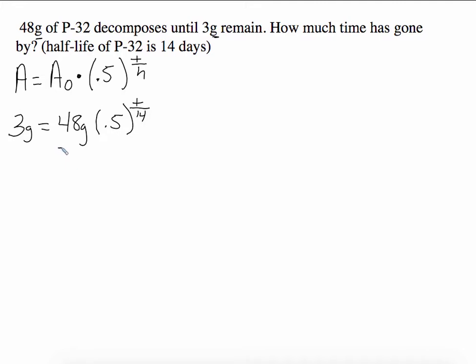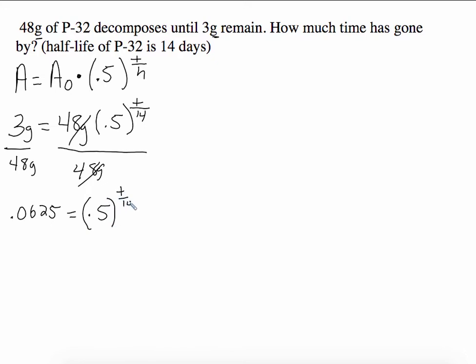So we're going to divide both sides by 48 to get it away from this exponent. We divide both sides by 48 grams. So if you took 3 divided by 48, this side would cancel out, and you would end up getting around 0.0625. So that's going to be equal to 0.5 to t over 14.